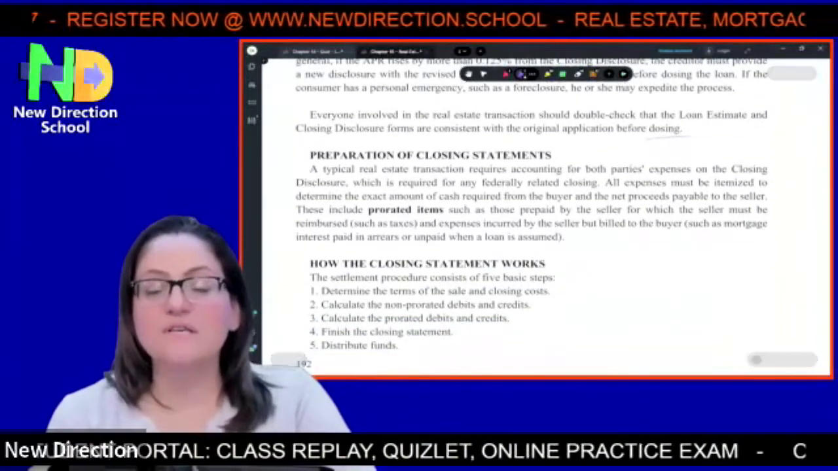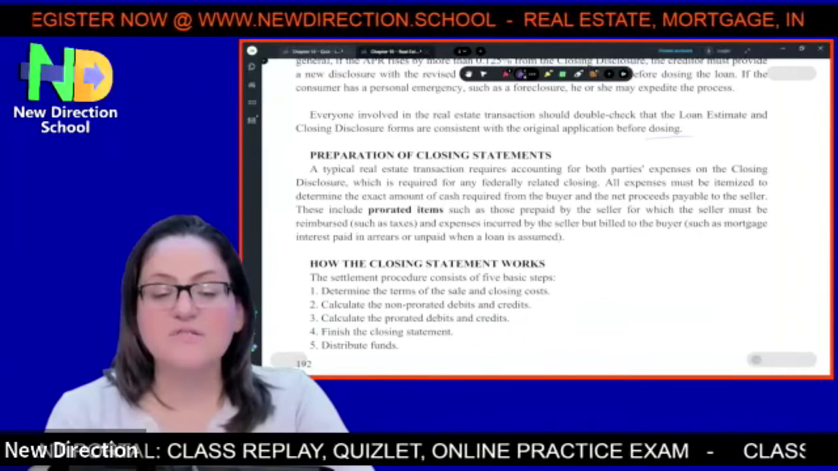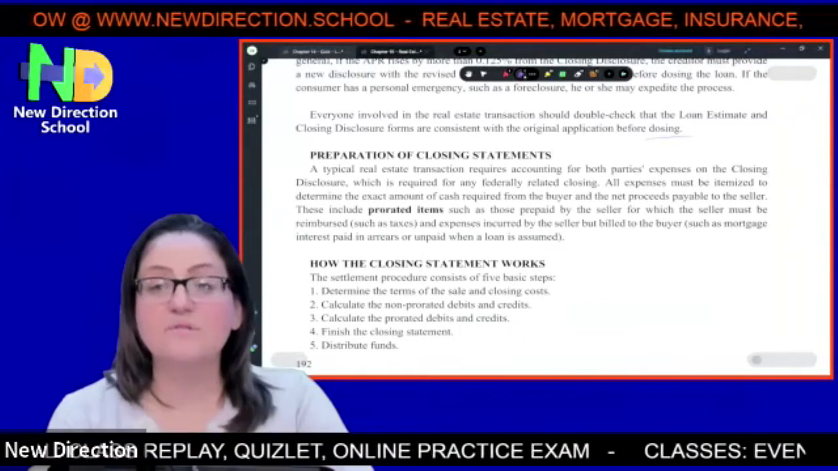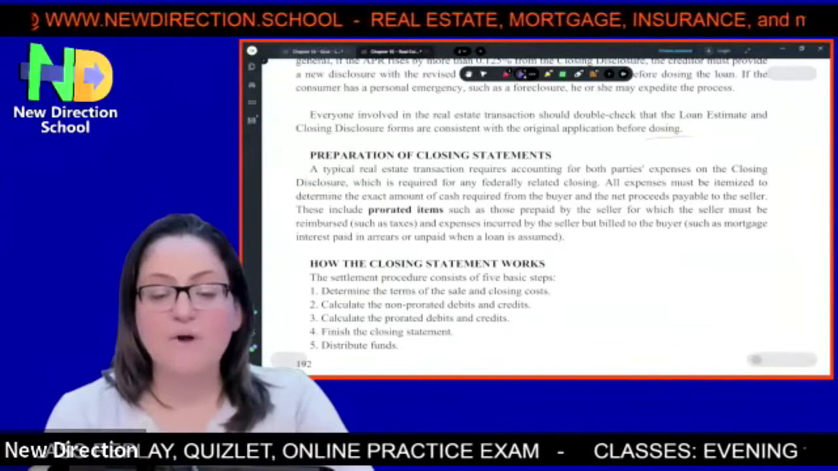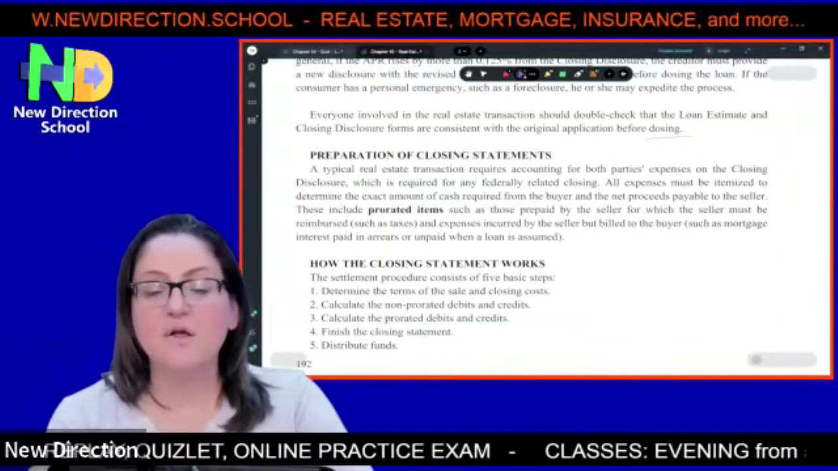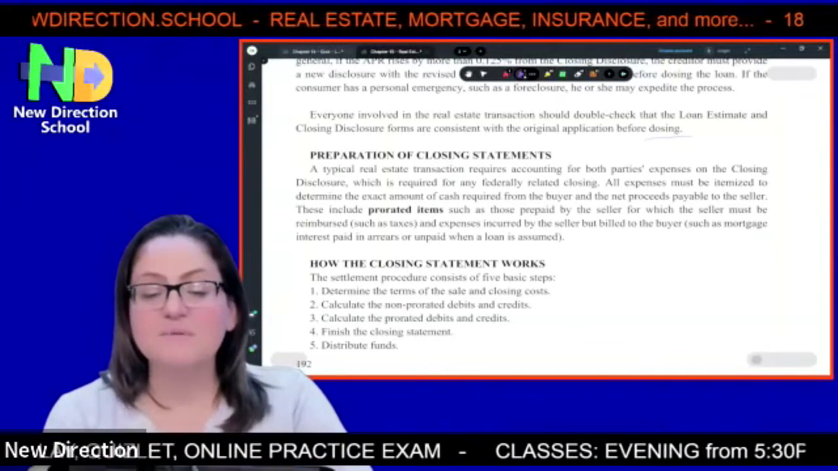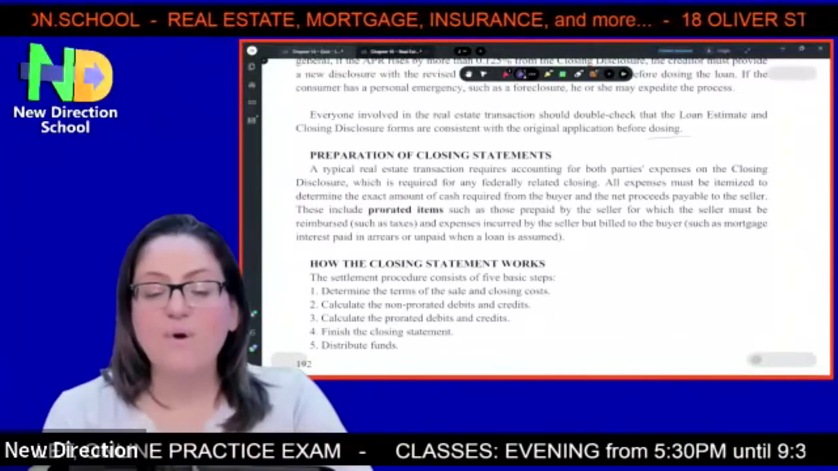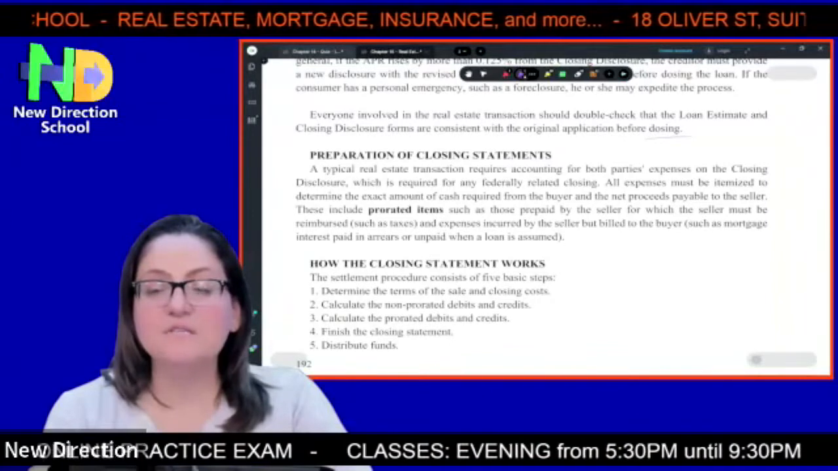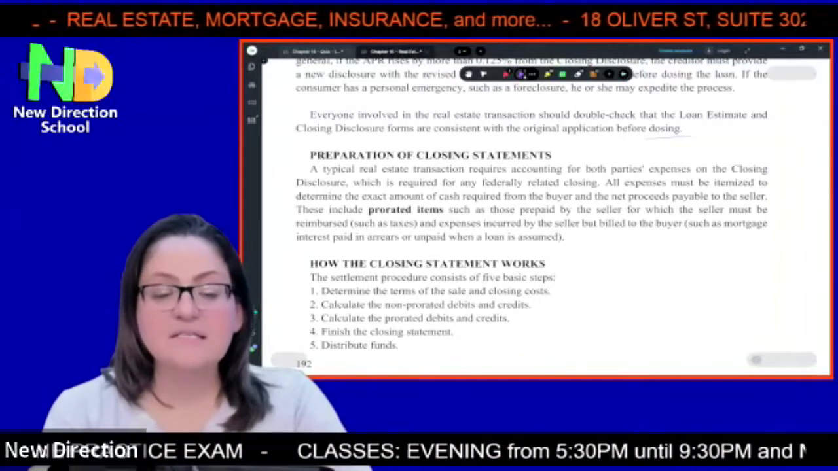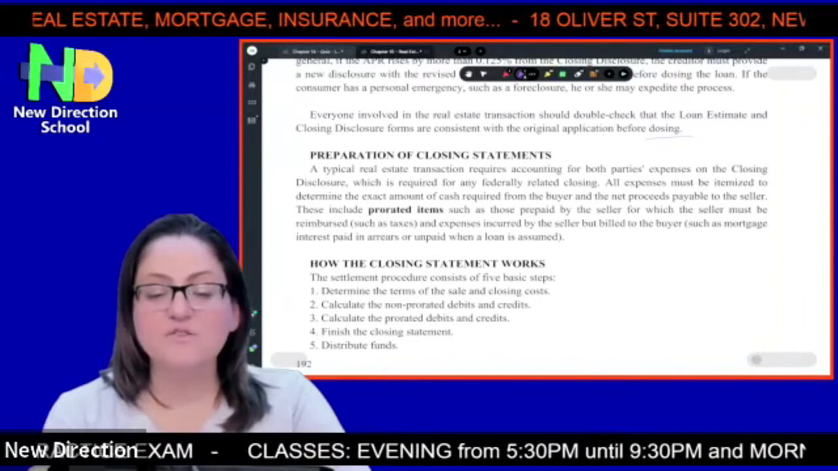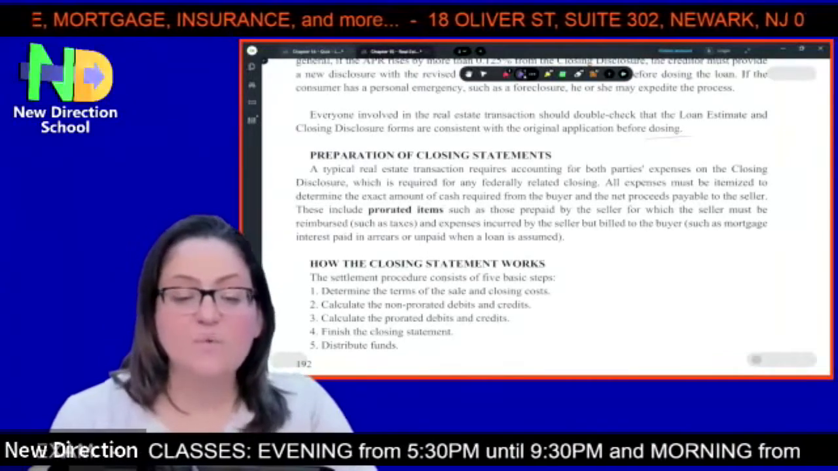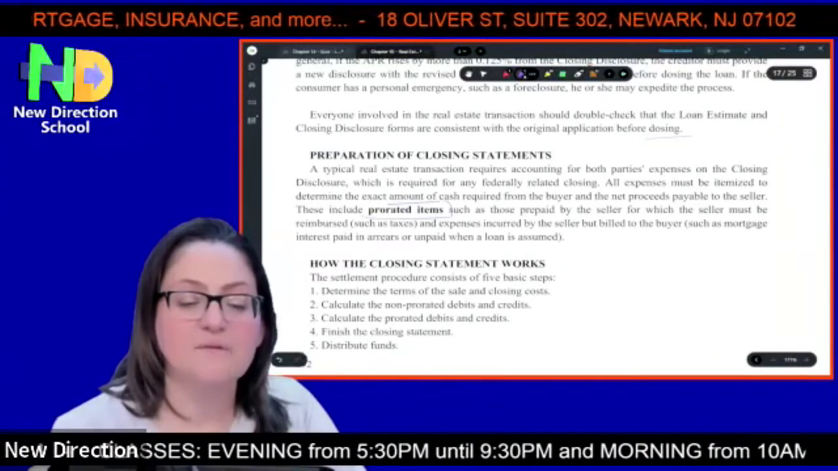Preparation of closing statements. A typical real estate transaction requires accounting for both parties' expenses on the closing disclosure, which is required for any federally related closing. All expenses must be itemized to determine the exact amount of cash required from the buyer and the net proceeds payable to the seller. These include prorated items such as those prepaid by the seller, for which the seller must be reimbursed. So we're going to look at these prorated items, okay?